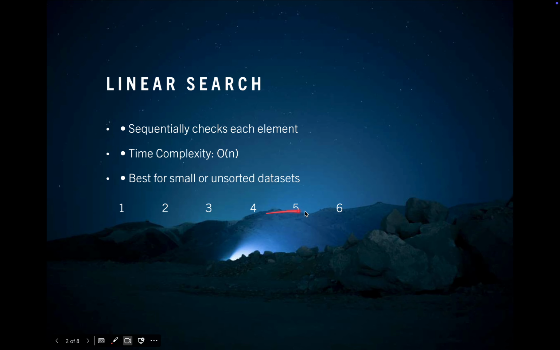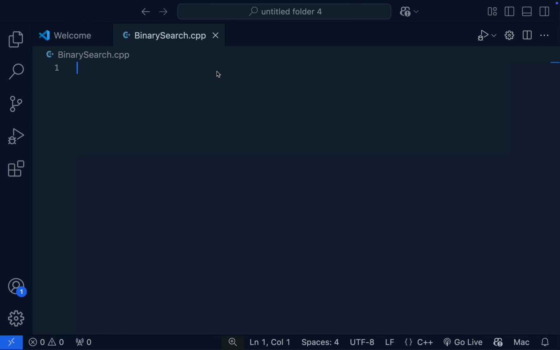So you are traversing the whole array and checking each element one by one, whether the target is present or not. First I will write code for this linear search, then I will explain what binary search is and how the complexity is O of n. I will explain it to you also. So let's start.